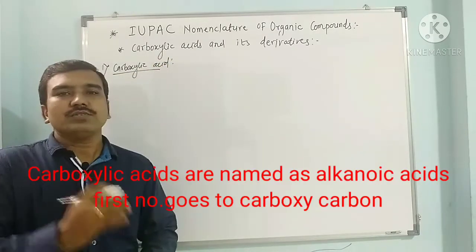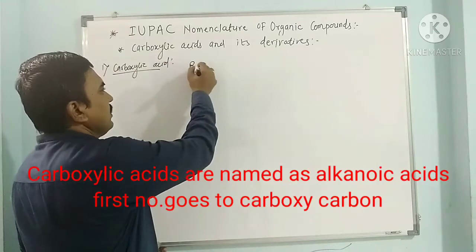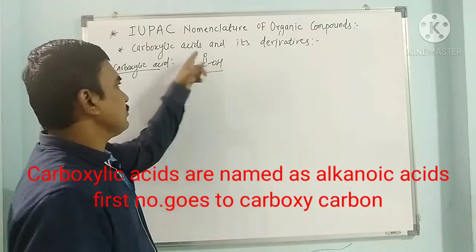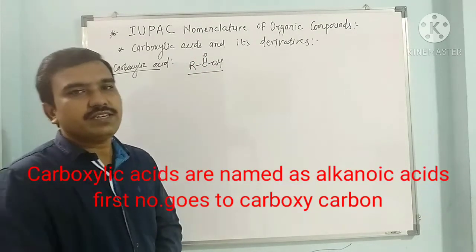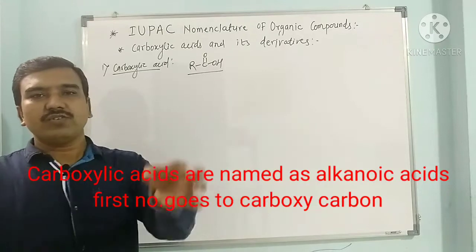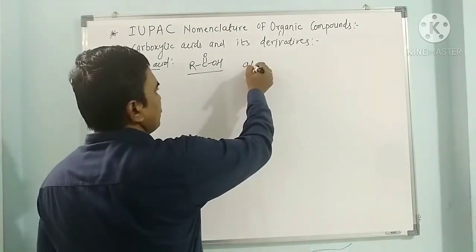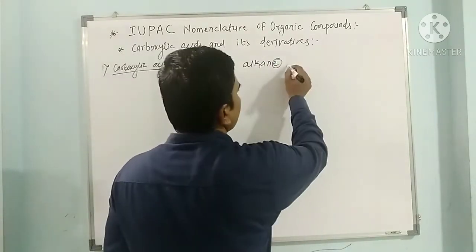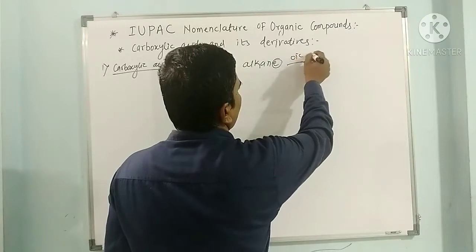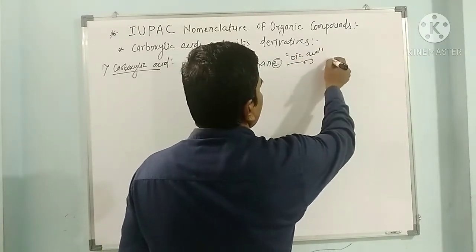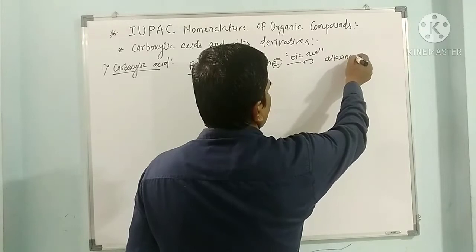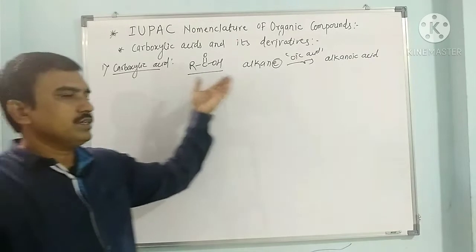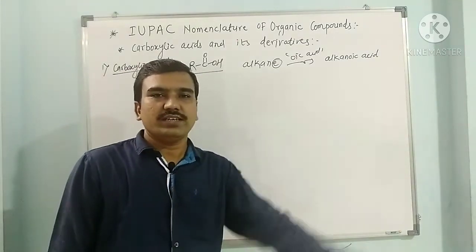Here carboxylic acid has the general formula RCOOH. This is the carboxy group. Such carboxylic acids are named according to IUPAC as alkanoic acids. So in the alkane, the last E is replaced with oic acid, and they become alkanoic acid. So carboxylic acids are called alkanoic acids.